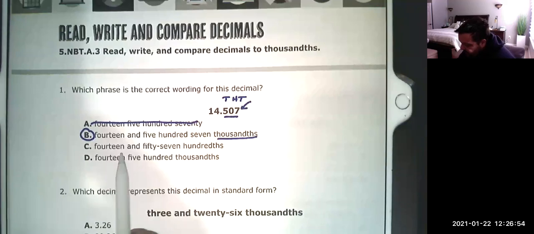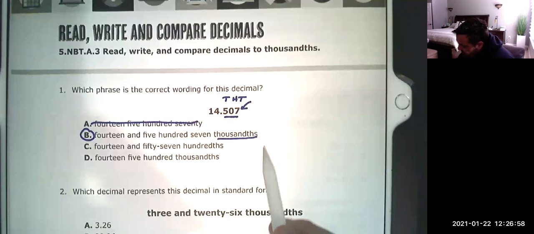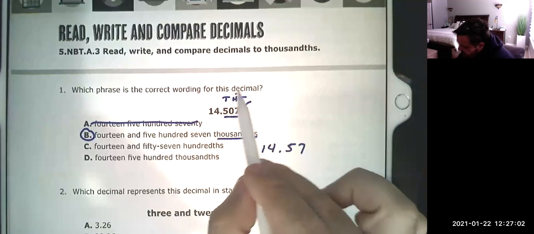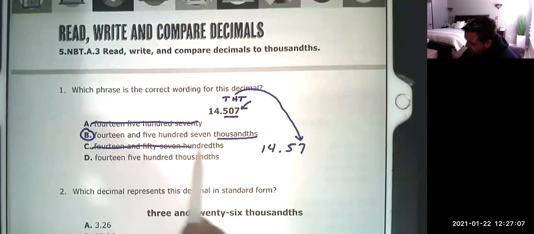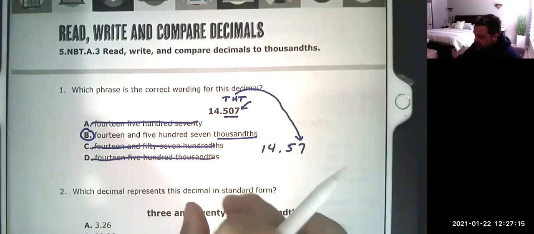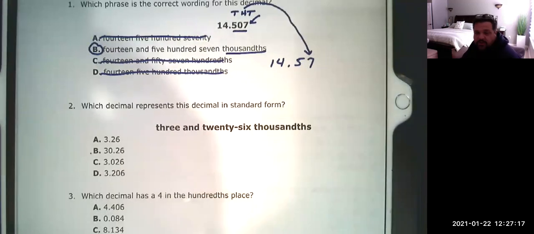Now let's look. 14 and 57 hundredths. That would be 14 and 57 hundredths, because you would have to have your last number be in the hundredths place. So C does not work. And 14,500, it doesn't even have an and in it. So if you don't see the word and, you automatically know that's not the answer. All right, let's move on to number two.